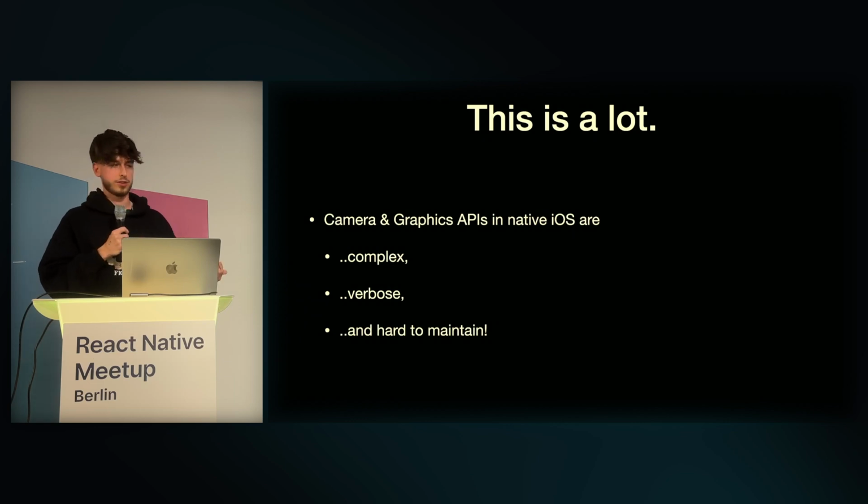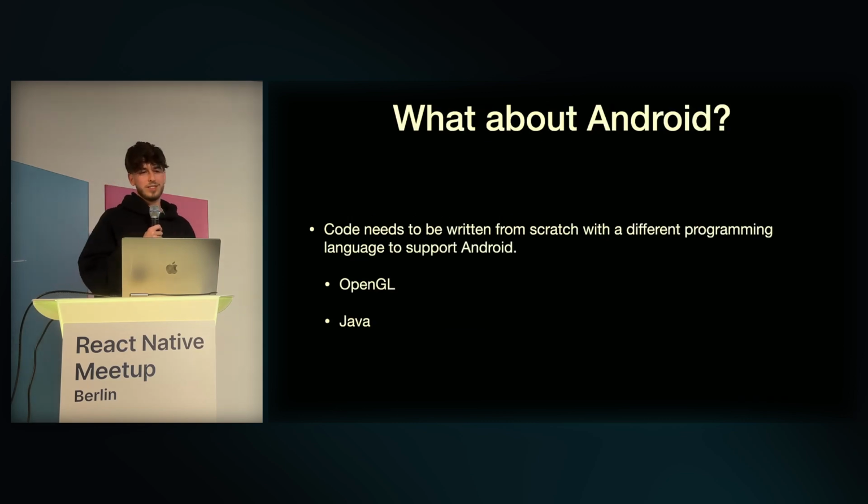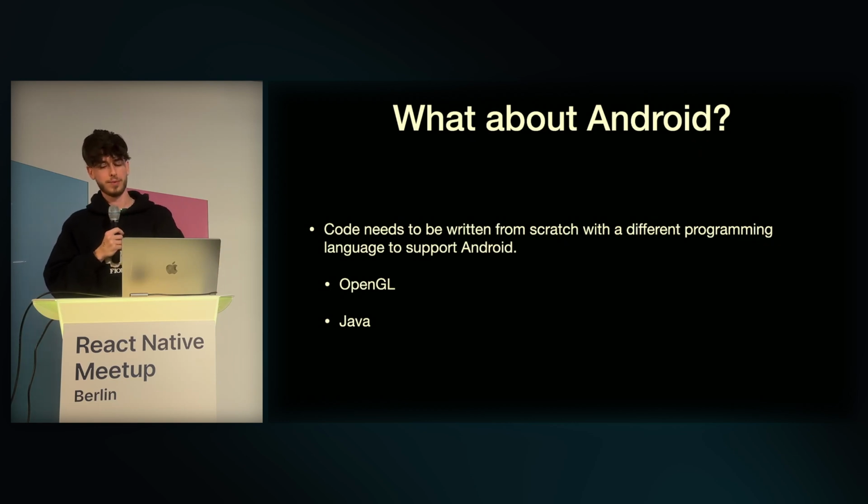If there's a problem, you need to fix a bug or anything, you would need to completely dive into native code, fix the change, rebuild your app, and deploy the thing to the App Store again. So it's hard. Also, what about Android? Well, on Android, you need to basically rewrite the whole thing. You need to use Java or maybe even C or C++ and OpenGL instead of Metal. So you would need to maintain two code bases.